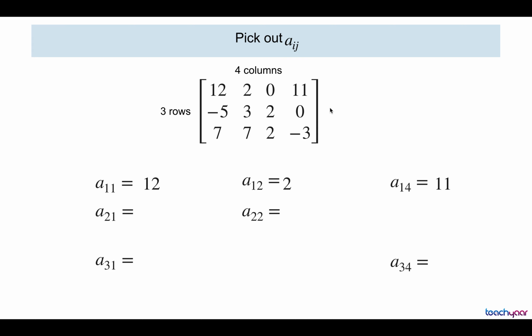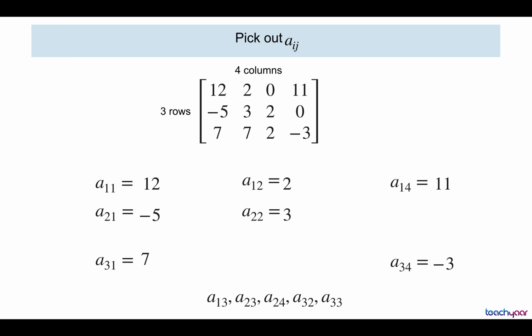A21, second row, first column, so that's this number. A22 is second row, second column. A31 is third row, first column. And A34 is third row, fourth column. Now I've left a few of the elements out. Just take a piece of paper and feel free to try these out, see if you can get them right. And you can obviously revert to this particular section of the video to revise your concept.